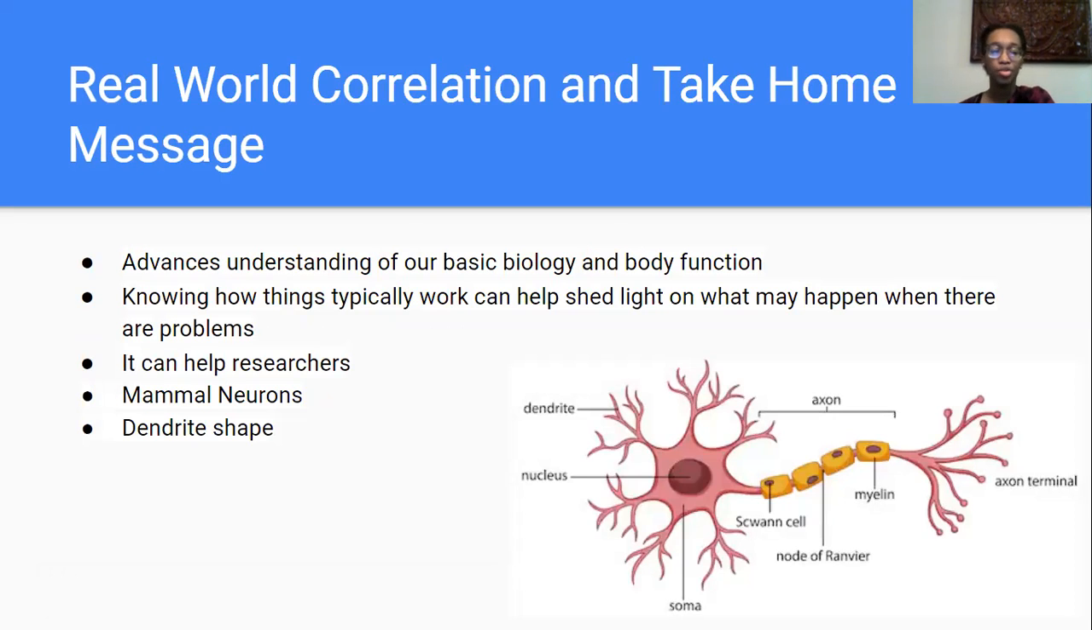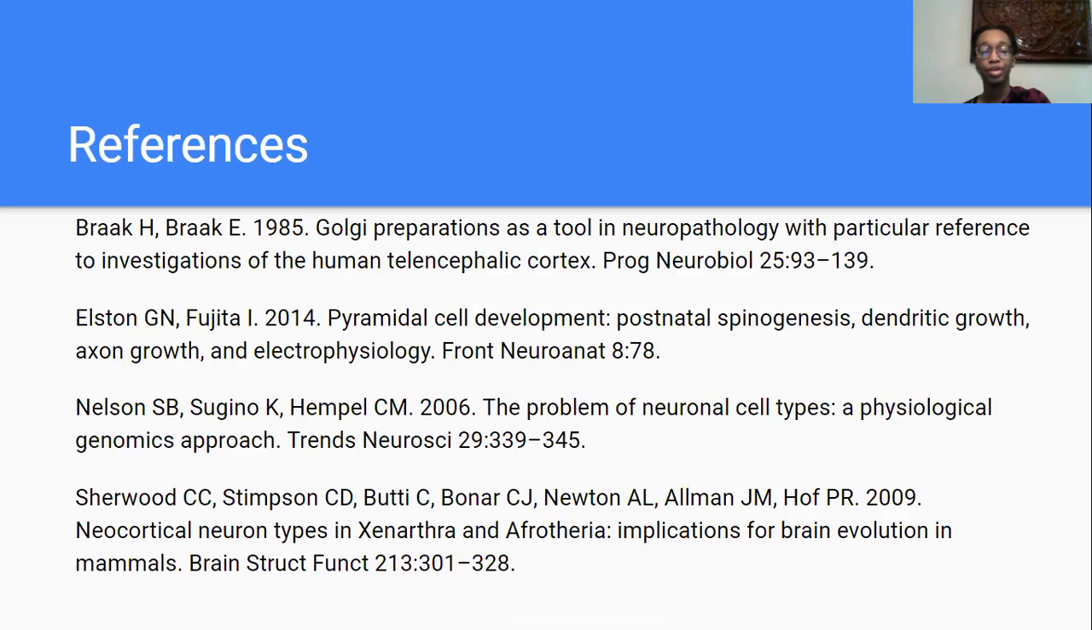So neurons allow the body to communicate, and studying the nervous system and the functions of it, as well as the different parts of it, advances our understanding of the basic biology of our body and the function of it. So knowing how things work can help shed light on what to do if they don't work how they're supposed to. This is in the body and in the body functions. And this can help researchers find ways to prevent problems that affect the body, nervous system, the brain, as well as different aspects of the brain, and how to better help fix that.